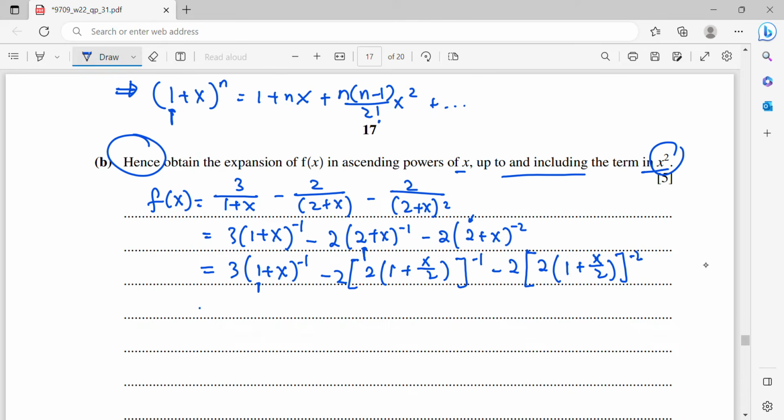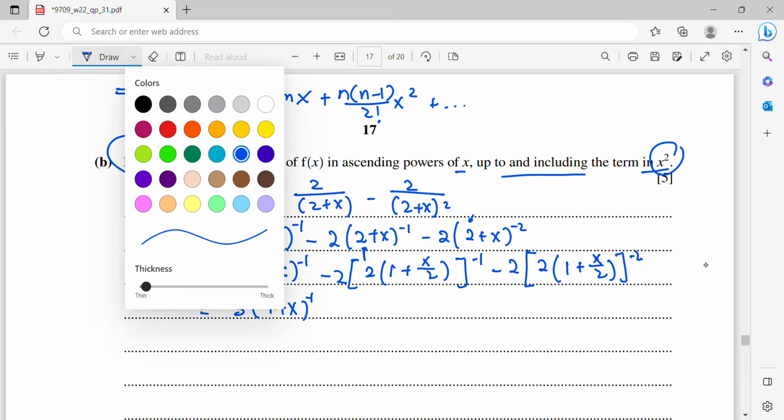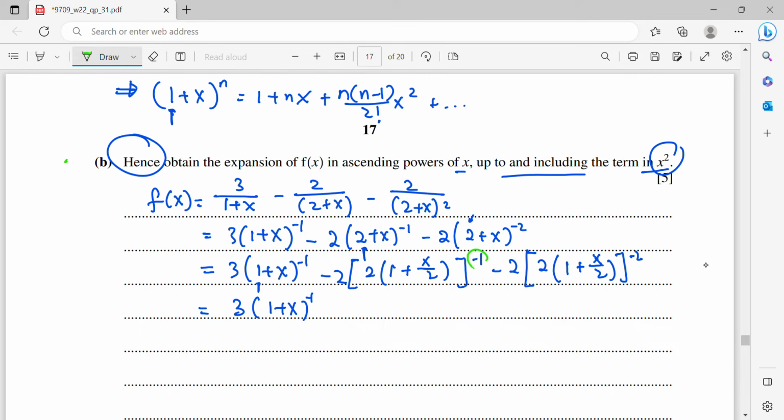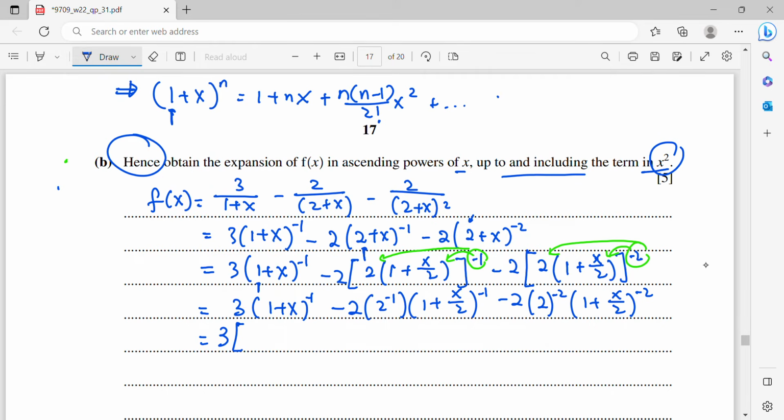Okay, so now let me simplify one more step before the expansion. The minus 1 is for both terms, and the minus 2 is a degree for both terms as well. So I will rewrite first. It will be minus 2 bracket, 2 power negative 1, 1 plus x over 2 power negative 1, minus 2 bracket, 2 power negative 2, 1 plus x over 2 power negative 2. So now you can do the expansion since they are in the general form.